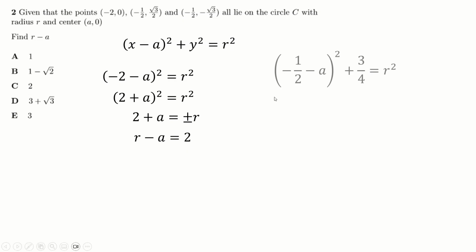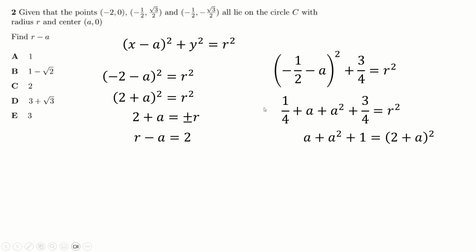Now you can check this, right? You can put in the other points if you want to, and you can work out a properly by substituting in this r squared into this here to get an equation in A, and you can solve for A, and then from A you can solve for R. But in any case, you'll eventually find the answer is 2.